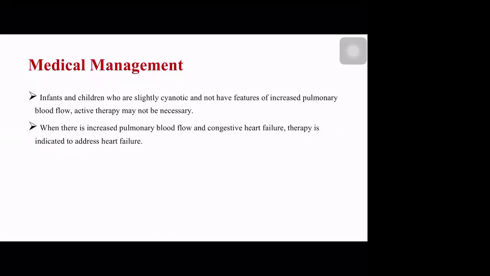So coming to the medical management, now the patient has been posted for surgery. Once the diagnosis has been made, about the medical management, infants and children who are slightly cyanotic and do not have any features of increased pulmonary blood flow, active therapy may not be necessary. But when there is increased pulmonary blood flow and congestive heart failure, therapy is indicated to address the heart failure.